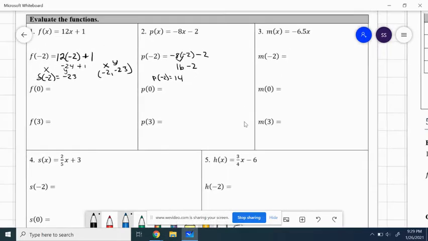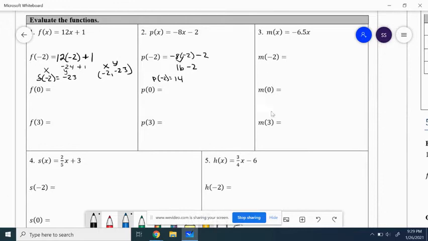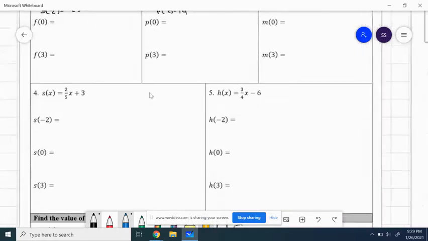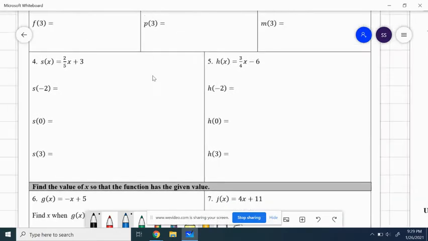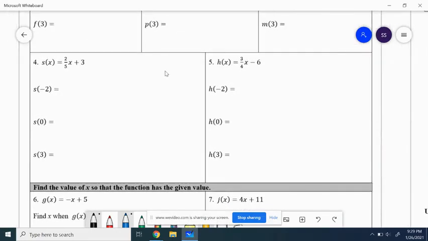Number 3 is pretty similar, just multiplying by 6.5. You're just putting in these x values and multiplying by 6.5. Okay, number 4. The s of -2. Same thing here. We're going to be taking our equation and just substituting out the x.